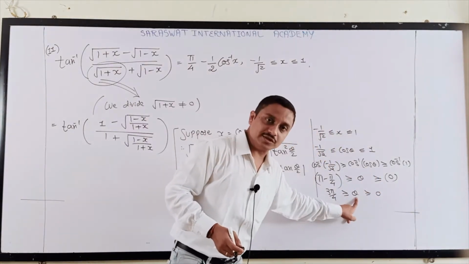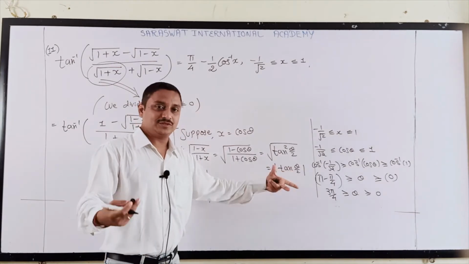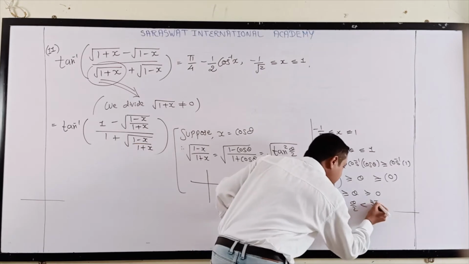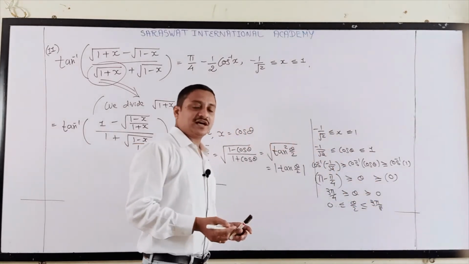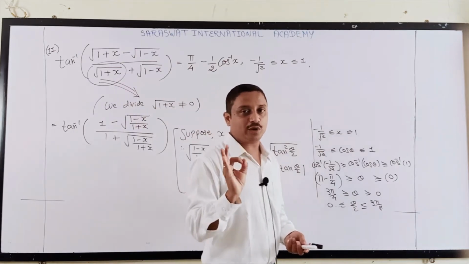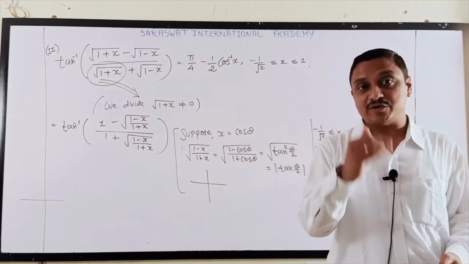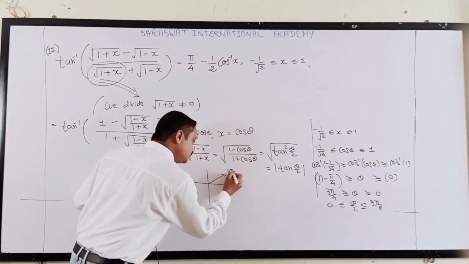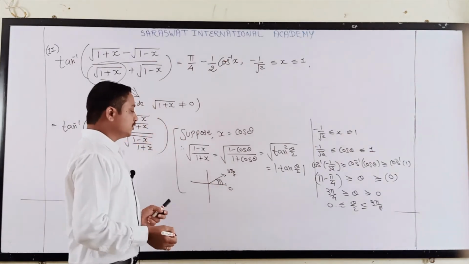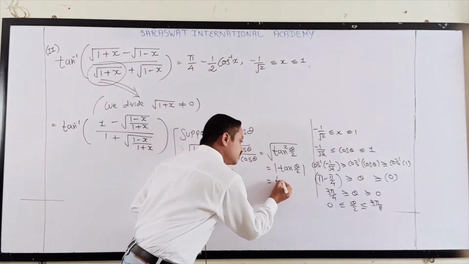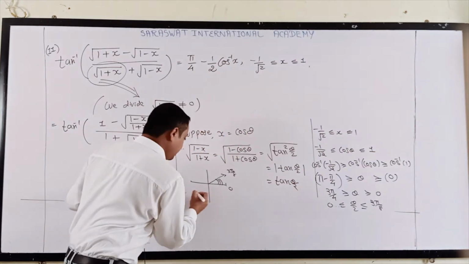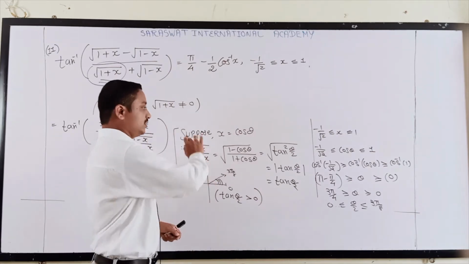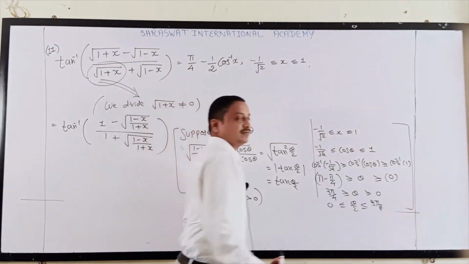Now this is theta, but I want theta by 2, so divide it by 2. So 0 is less than theta by 2, less than 3 pi by 8. You know, students, 3 pi by 8 means how much? Pi by 8 means 22.5, into 3 is 67.5. So the condition is from 0 to 3 pi by 8. This range, and I covered the first quarter. That's why this value, tan theta by 2, is positive. And this condition is over here, students.